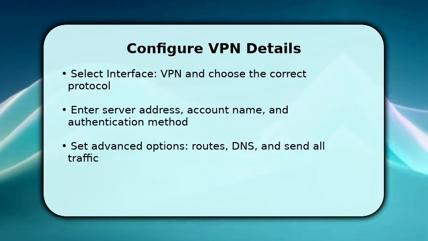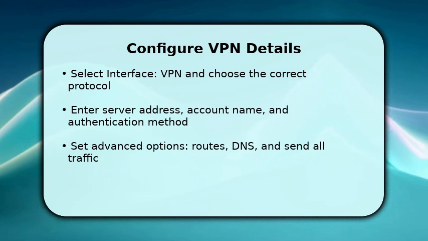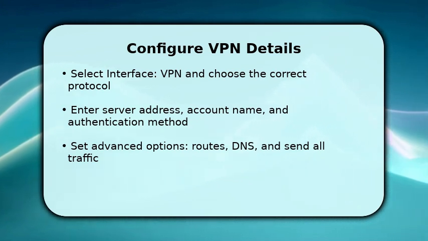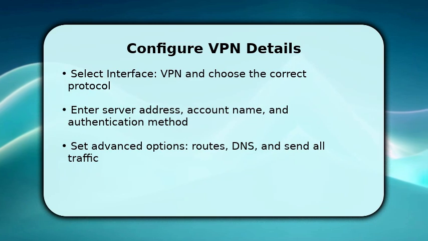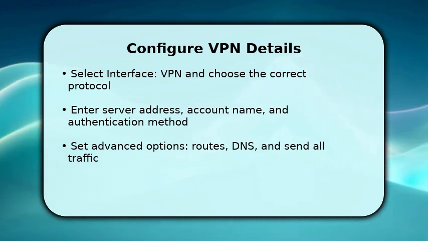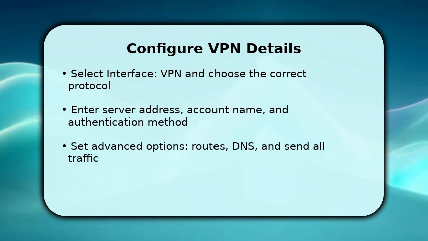Next, open Advanced to add DNS servers and set whether to send all traffic through VPN. This affects leaks and split tunneling. Save the profile and test a connection before moving to final steps.